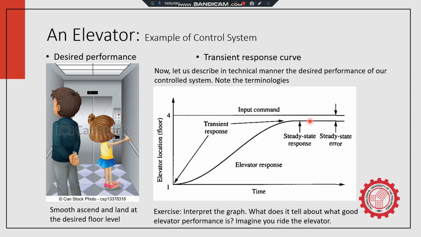For discussion purposes, I emphasize that not every system is perfect, so there is what we call steady state error. And I want you to take note also of the time, from zero time to what time, how long. For the transient response, what is the amount of time before it reaches the steady state response? So, you interpret the graph and what do you think will be the performance?